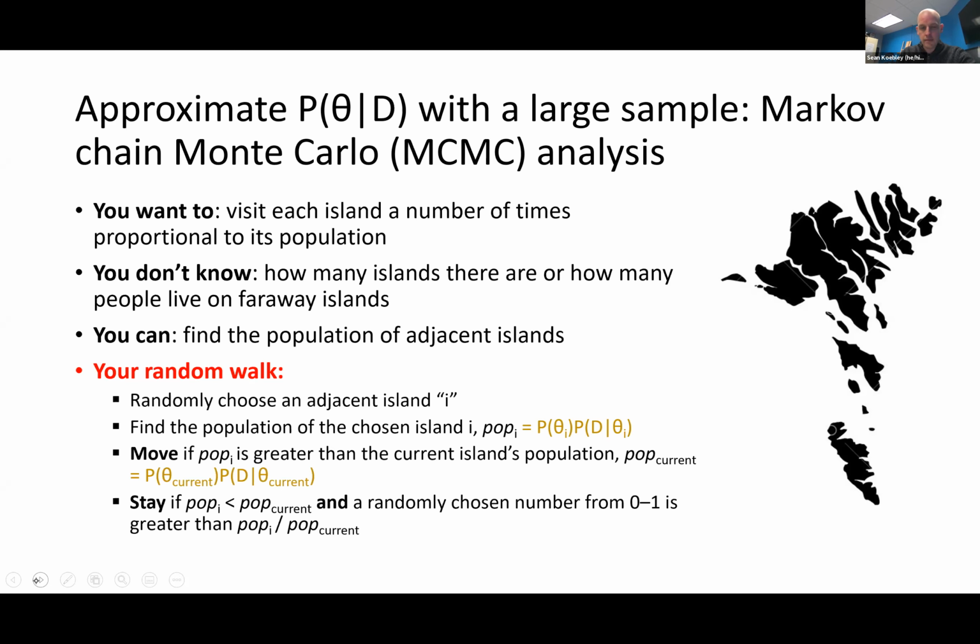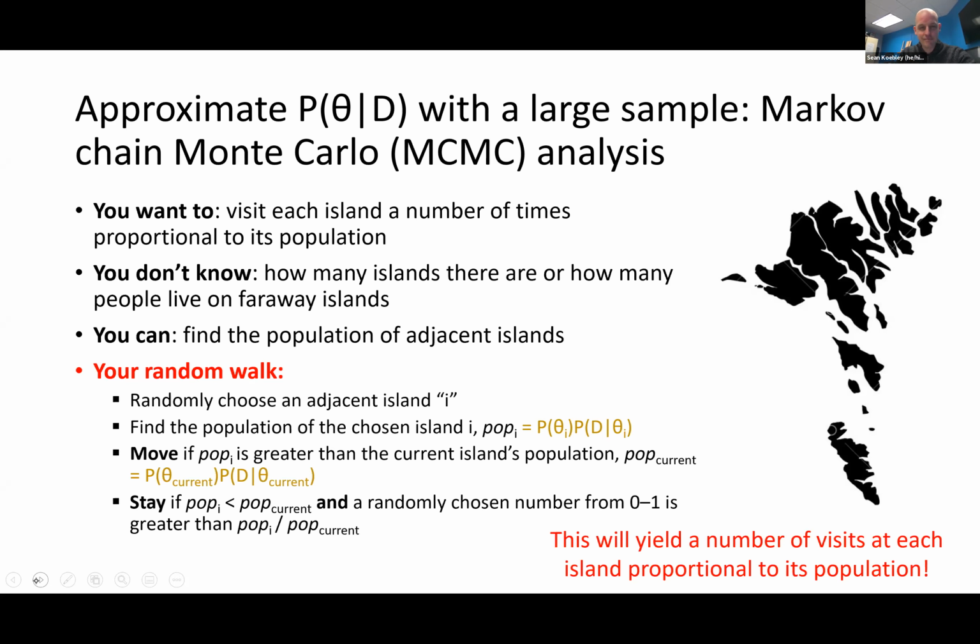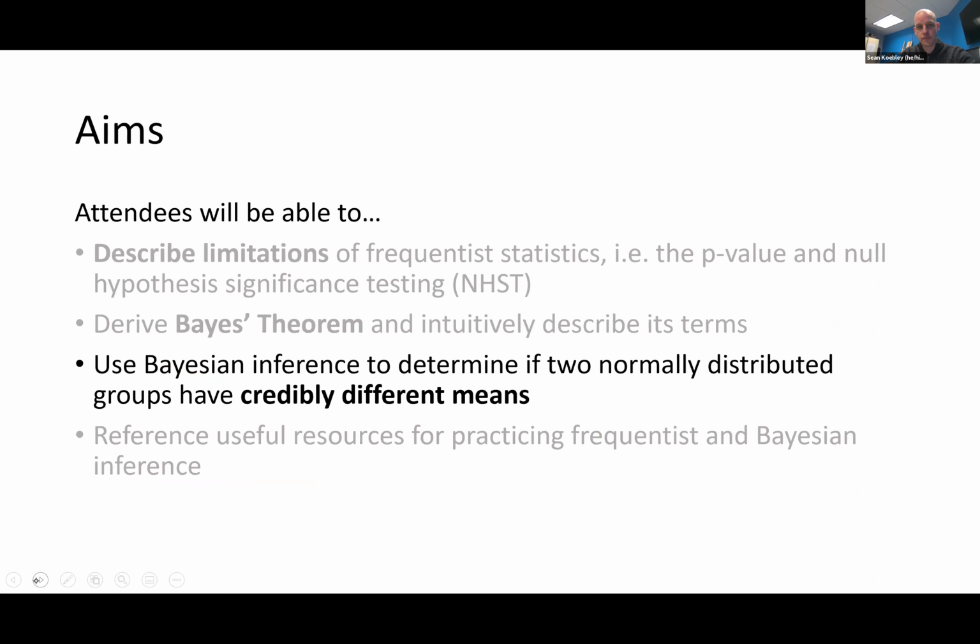And you stay if the population is less, and you choose a random number and it's greater than the population of the adjacent island divided by your current population. So again, these details don't really matter, but I want to give you a sense of how simple this is. Because if you do this thousands and thousands of times, you're actually going to yield a number of visits that's proportional to the population of each island. It's just a really cool concept. So this is a way to get a sense of that posterior distribution from using these computational tools.